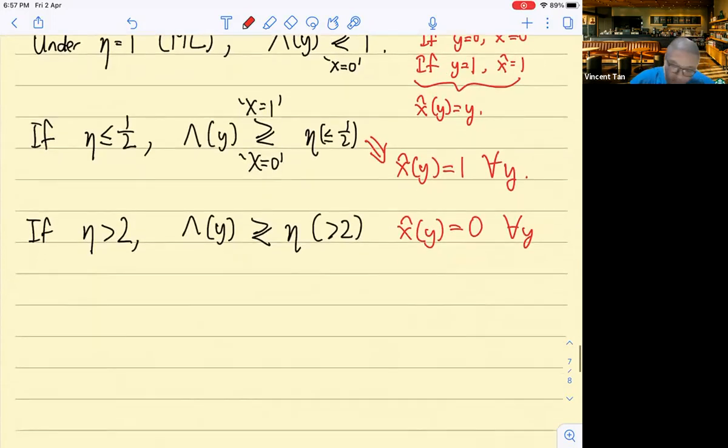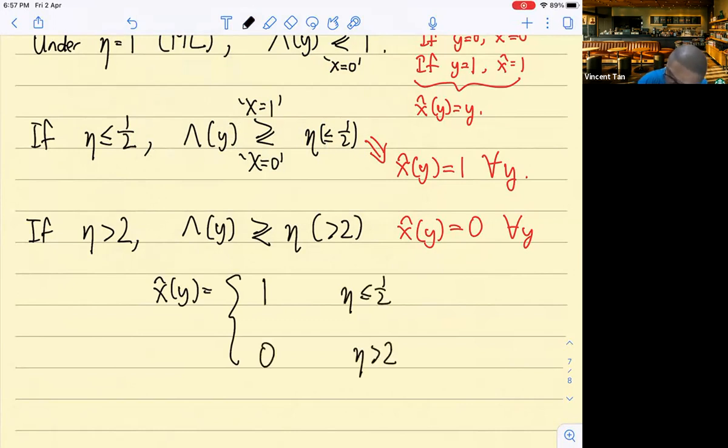So the final decision is the following. X hat of Y is equal to one of three choices: 1, if eta is less than or equal to half; 0, if eta is bigger than 2; and in between, it should be easy to verify. Now, we have to take a certain convention for what is the meaning of equal here. But once we fix the convention, we will fix the convention here. So don't worry too much about it.